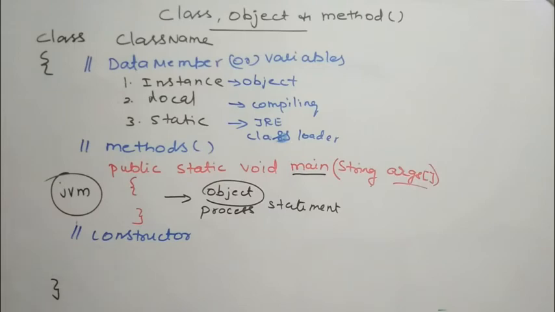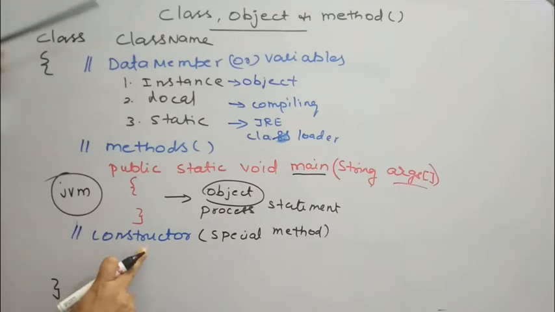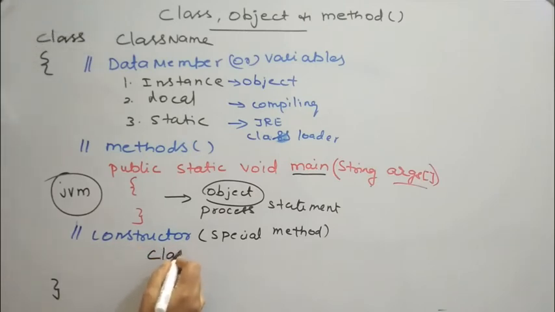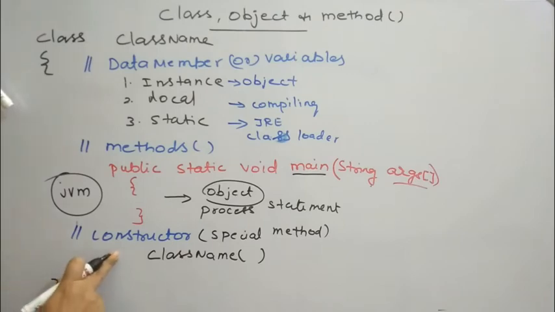Next one is the constructor. A constructor is also a special method. Basically a constructor is a method. What is the name of the constructor? The name of the constructor should be the same as our class name. So when we have a method with the name of the class, then the method is called a constructor. It will not return anything, so the return type is void. Even though it does not return anything, no need to specify void here. So this is the method implementation.